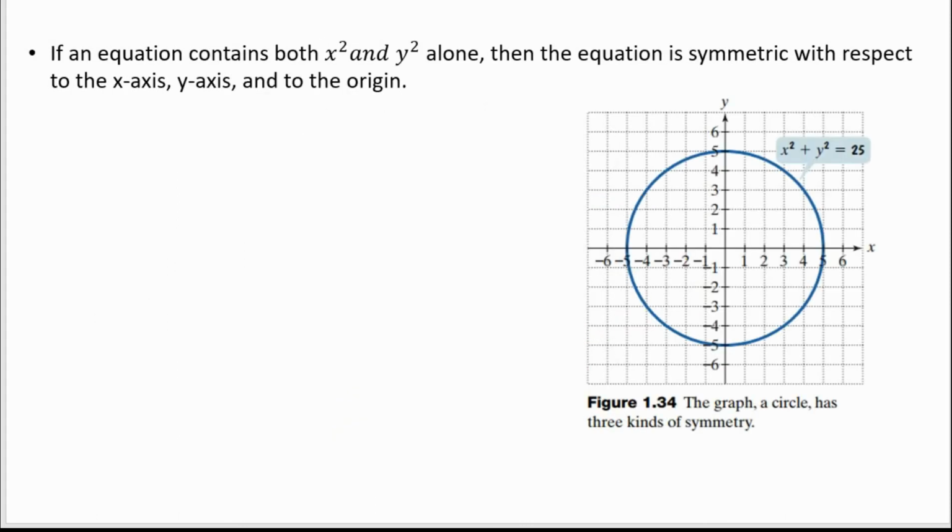If an equation contains both x squared and y squared alone, then the equation is said to be symmetric to everything. You remember, if it's x squared, then it's symmetry with respect to the y-axis. If it was y squared, it's symmetry with respect to the x-axis. But if it contains both, ideally it may be a circle, and so obviously a circle is symmetric to the x-axis, y-axis, and also the origin.